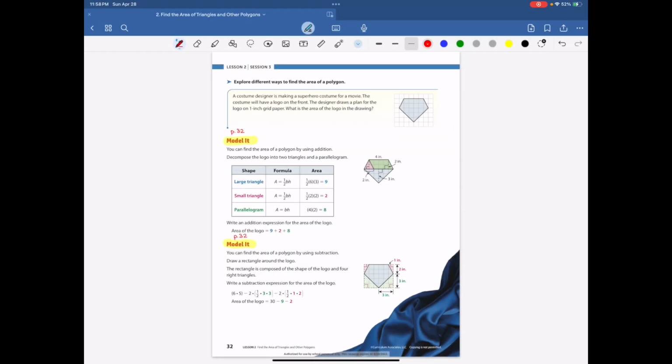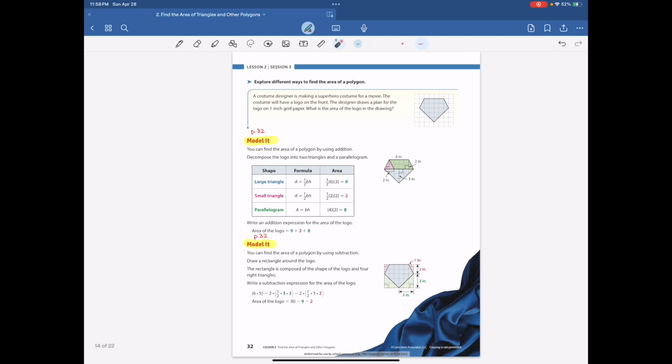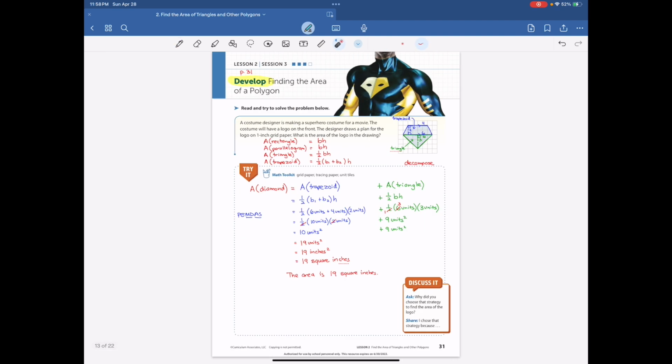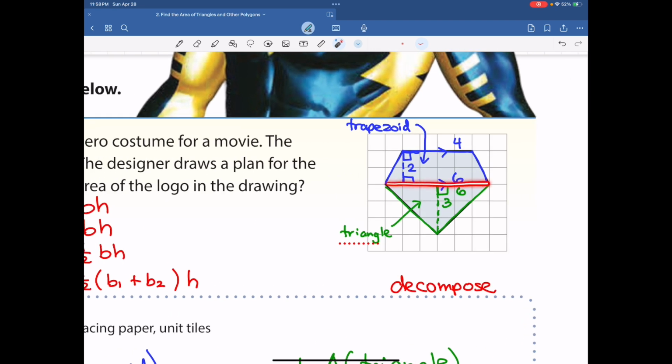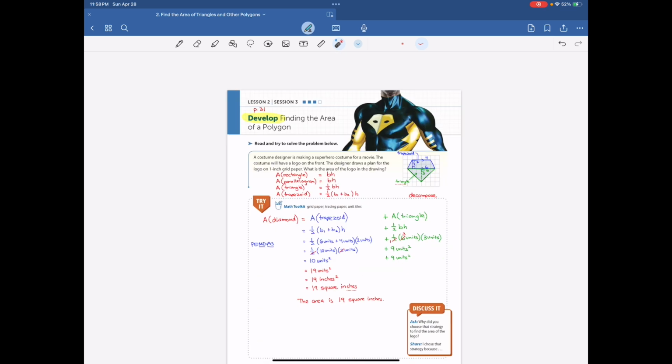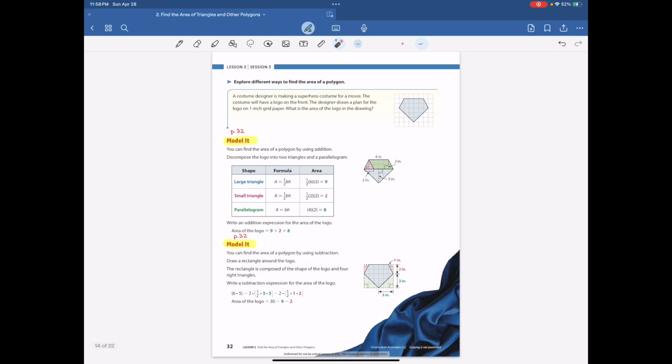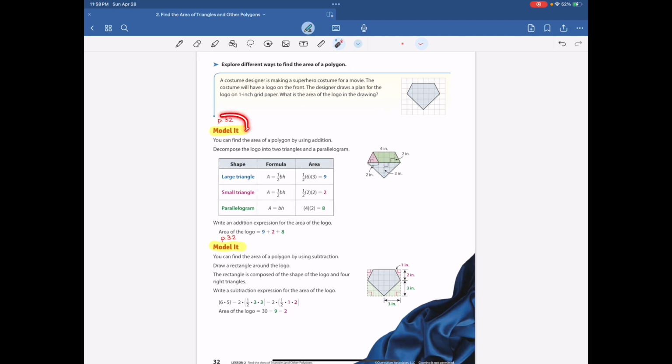Here is page 32. And on the previous page, we looked at how to find the area of this complex shape here, this diamond. And the way we broke it up is we drew a line right here and broke it up into a trapezoid and a triangle. On the next page, on page 32, we're going to look at 2 more ways that we could have decomposed that figure as well. So here in the first modelet section and in the second modelet section, let's look at 2 other ways that we could have decomposed that same logo.